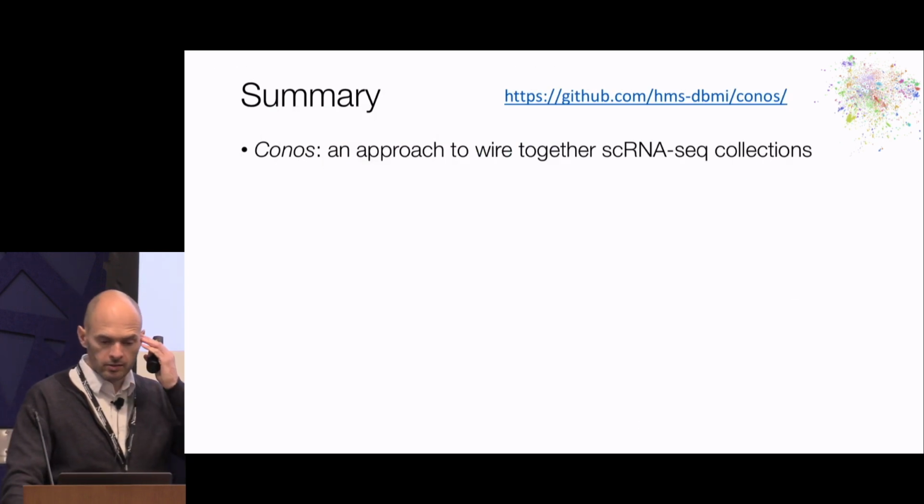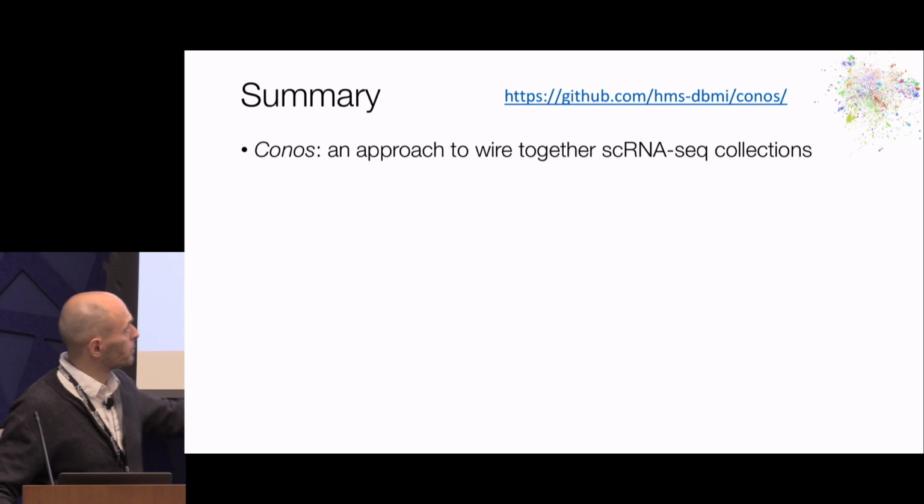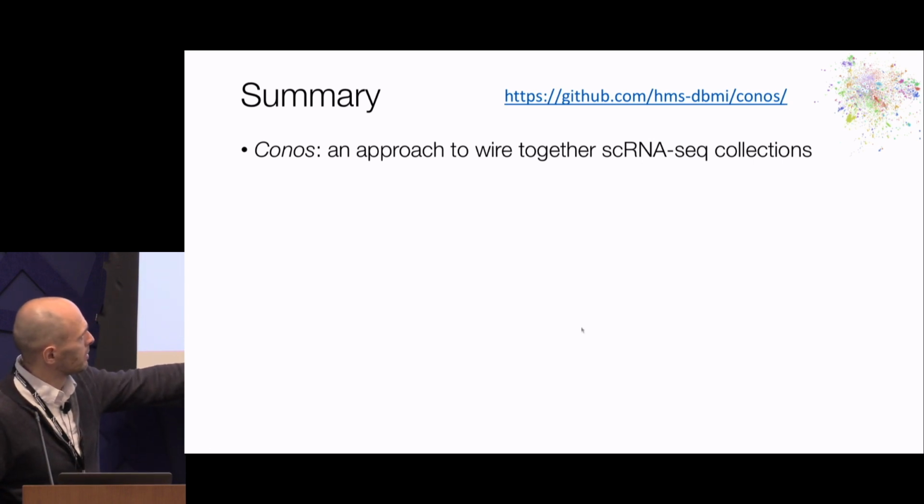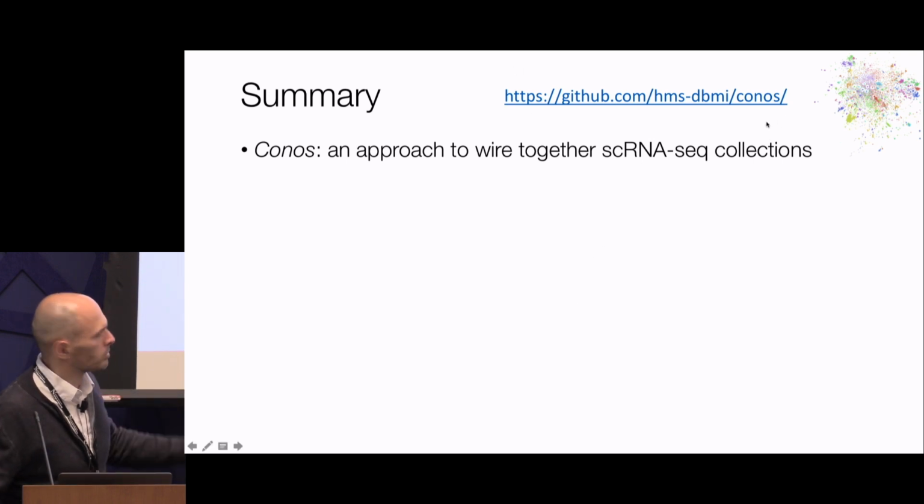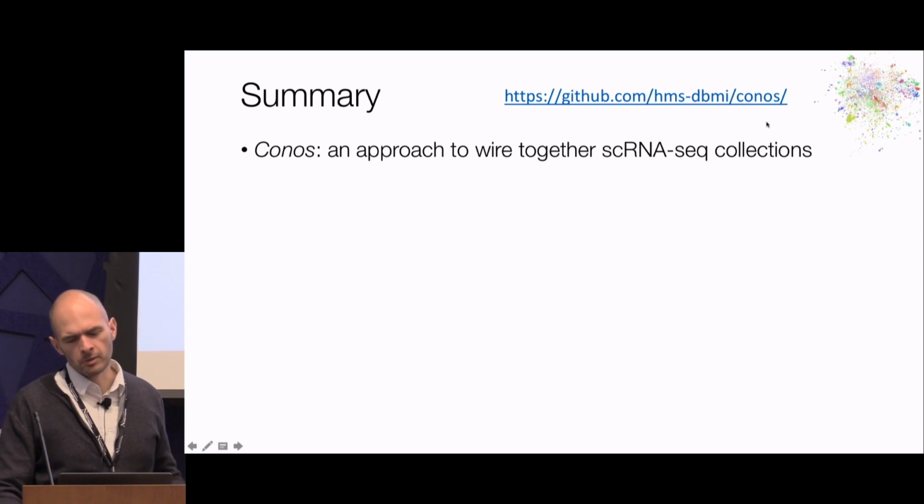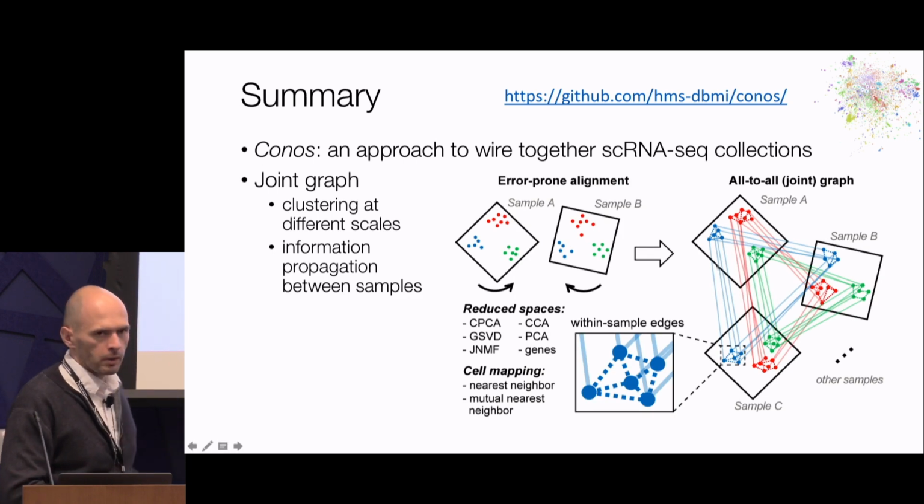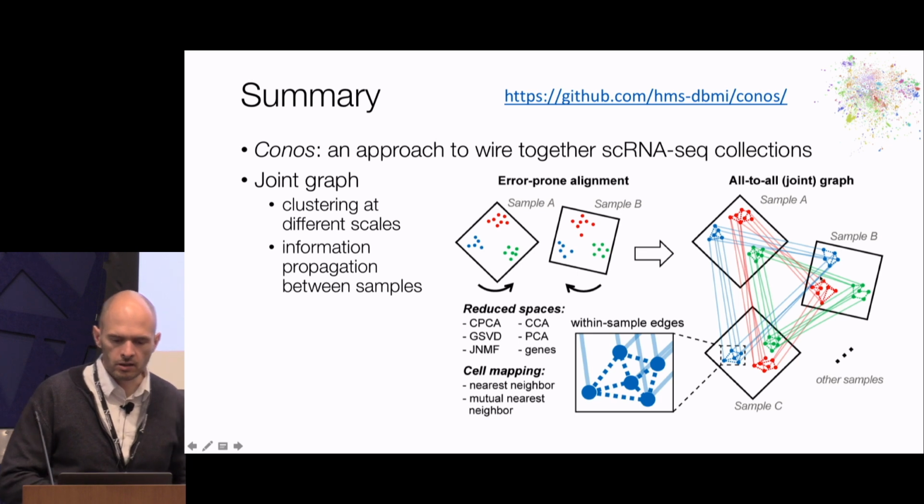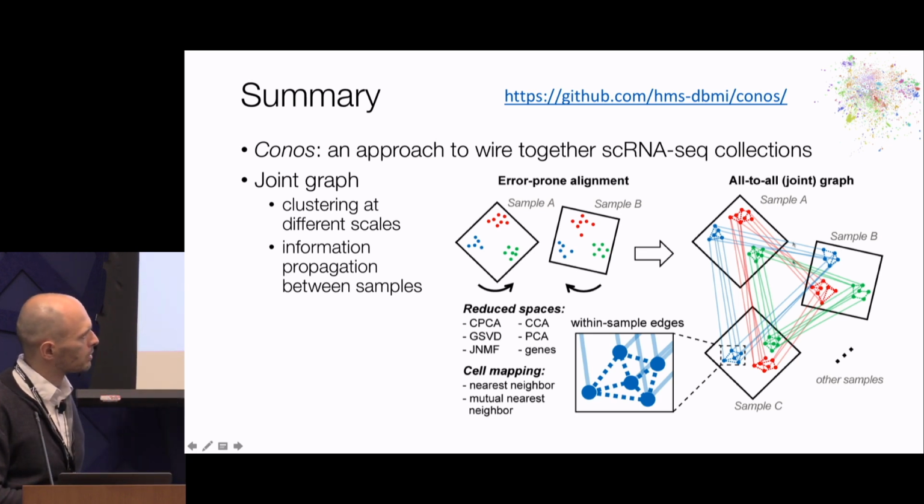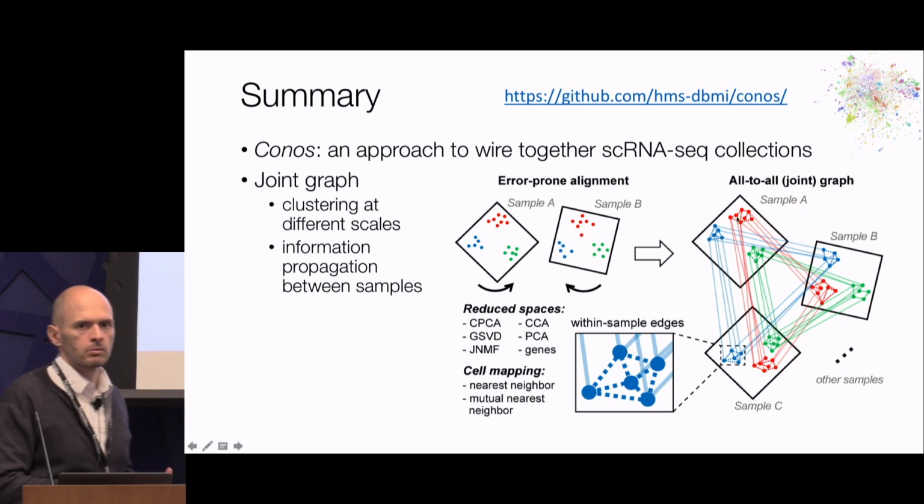All right, so quick summary. This Conos software, and by the way, all this stuff is open source, and it's up on GitHub and should be published soon. There's a preprint on bioRxiv too. It's an approach to wire together these large single-cell collections. The key idea is that we do many pairwise comparisons, reflecting each data set on each other, establishing these putative mappings, but we expect them to be error-prone.